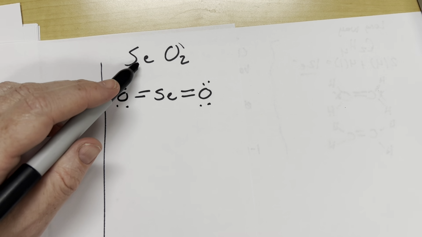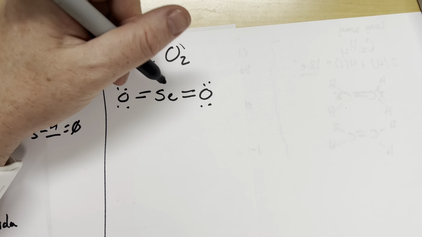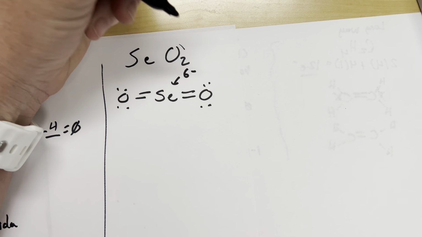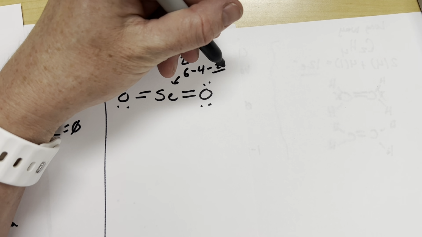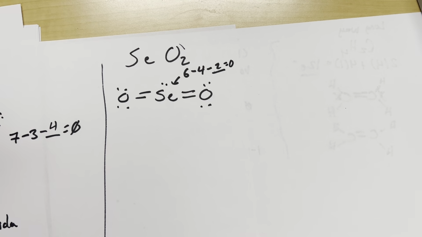And now we just look at selenium. We know that it has 6 valence minus 4 sticks touching it right now, so then it just needs 2 dots to equal 0. So let's give it 2 dots. Cool.